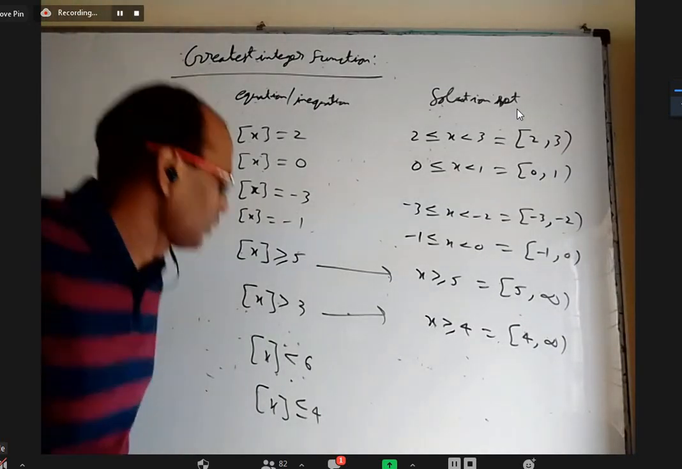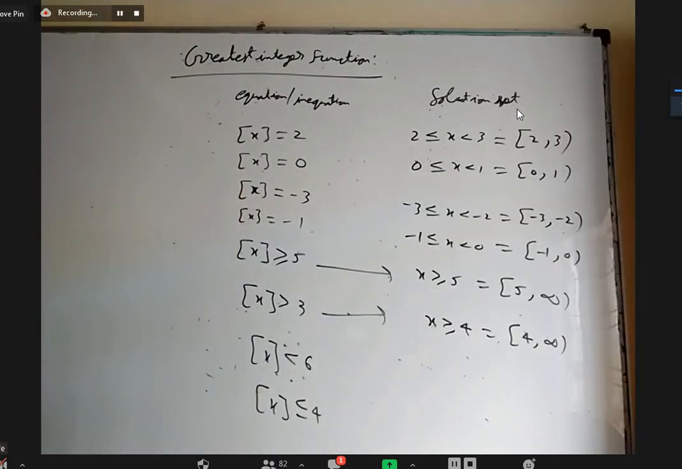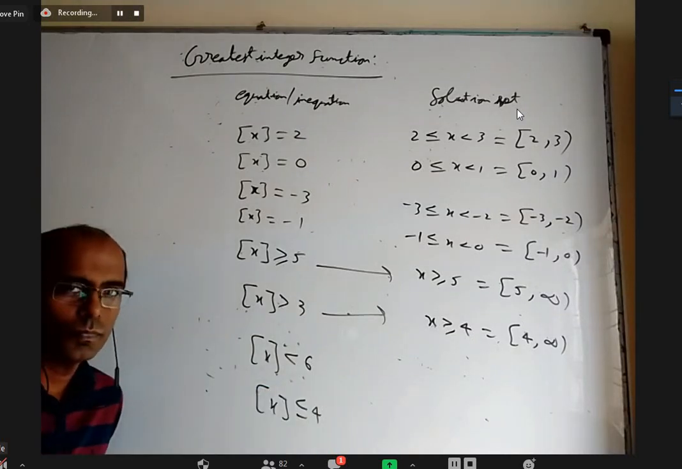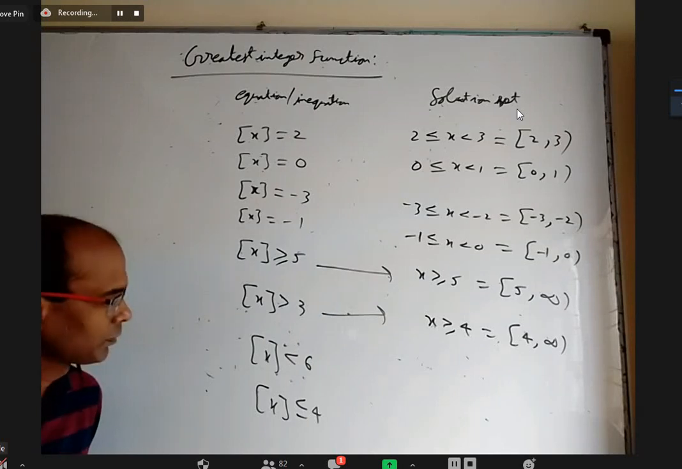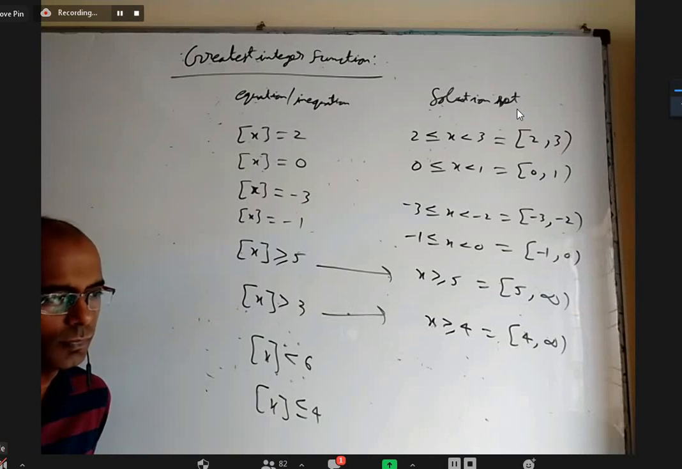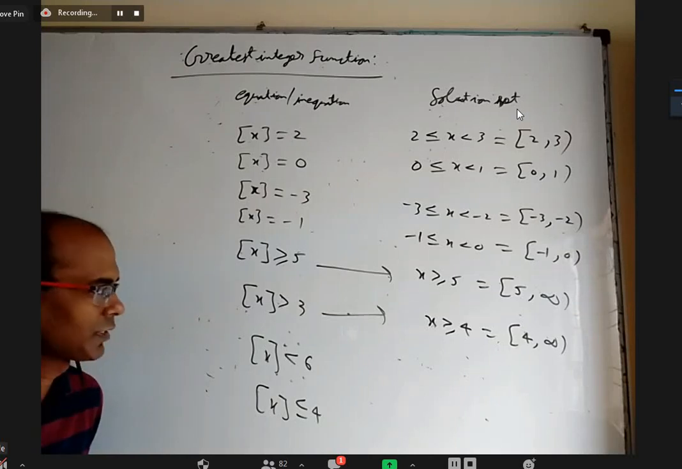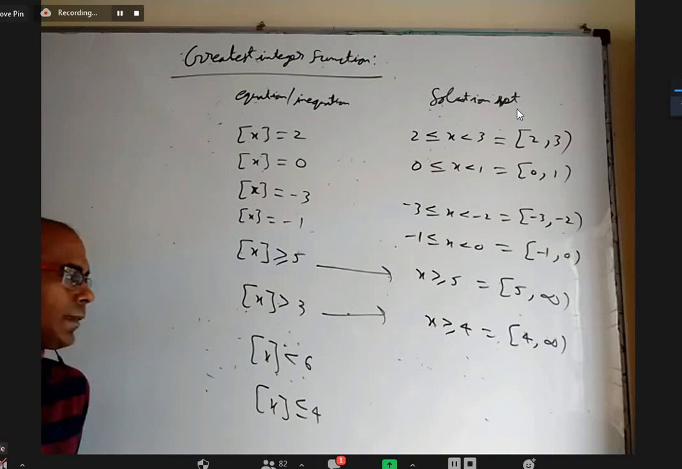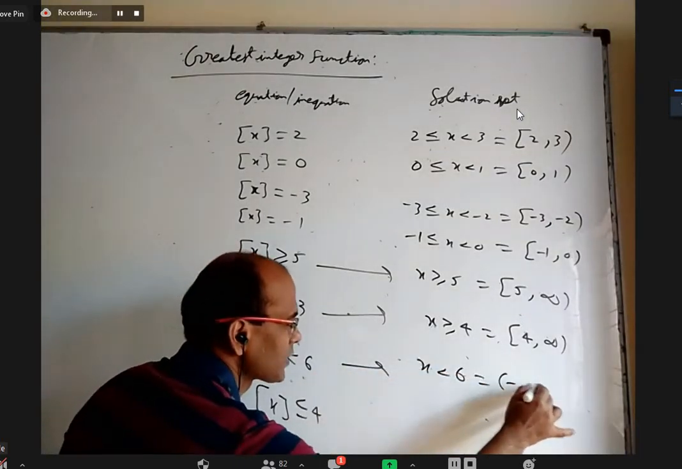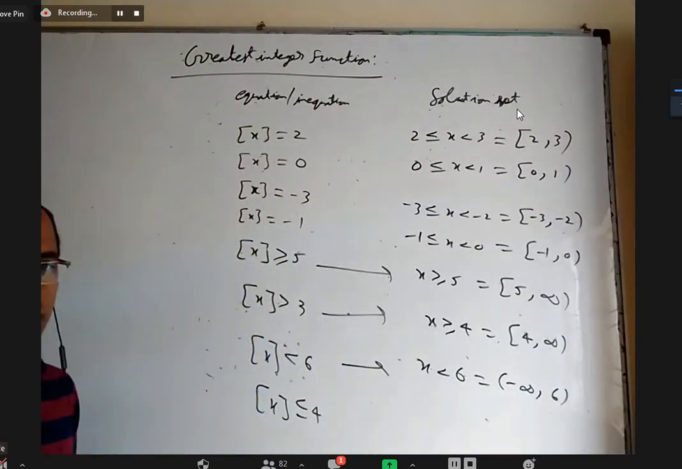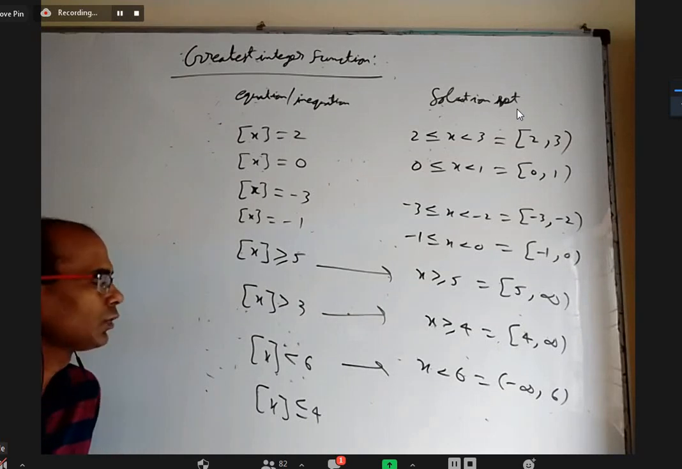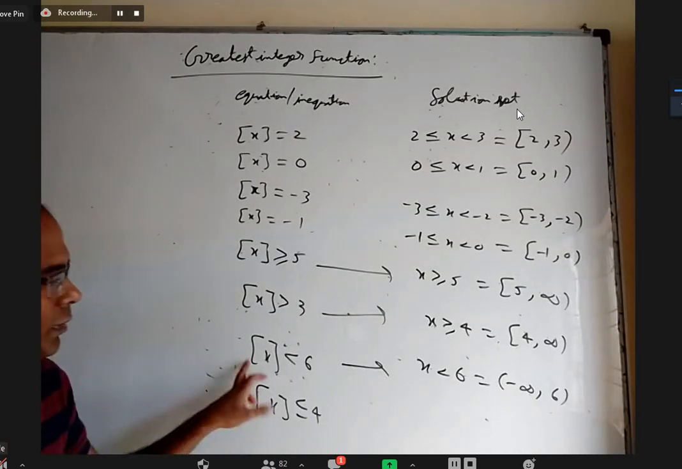What about this one? Minus infinity to 6, open or closed 6? Open. So this is straightforward: x less than 6, minus infinity to open 6. Even 5.5 is okay, because if you put 5.5 it will come 5. 5.7 okay, 5.9 okay. Just before 6 is okay, but 6 is not okay.